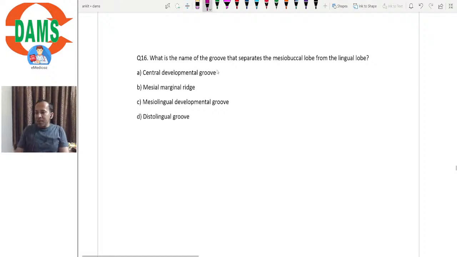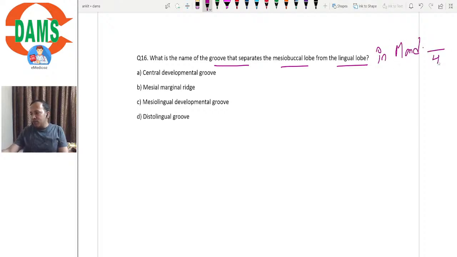So what is the name of the groove that separates the mesiobuccal lobe from the lingual lobe in mandibular first premolar? The question was a little incomplete from my side, so I have completed it. What is the name of the groove that separates the mesiobuccal lobe from the lingual lobe in mandibular first premolar?